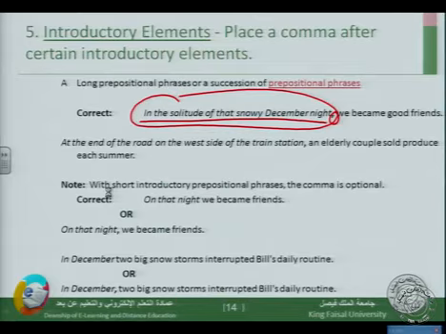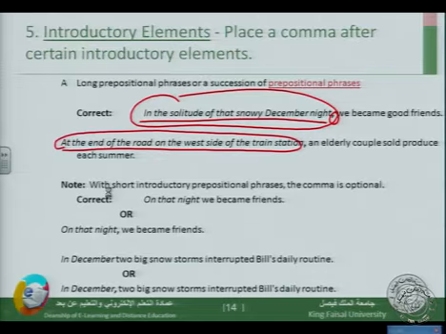At the end of the road, for example, here is another example: at the end of the road on the west side of the train station, an elderly couple sold produce each summer. Okay, notice all of these are prepositional phrases functioning as introductory elements, so we need to put a comma after them. With a short introductory prepositional phrase, the comma is optional. If it is short, in this case it is optional.